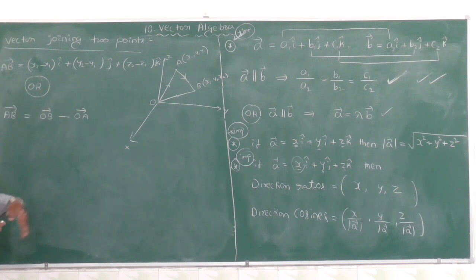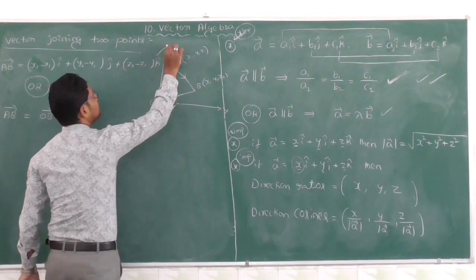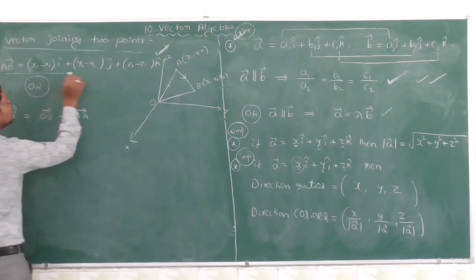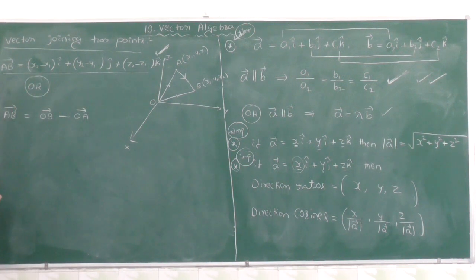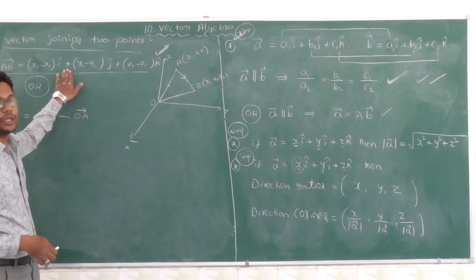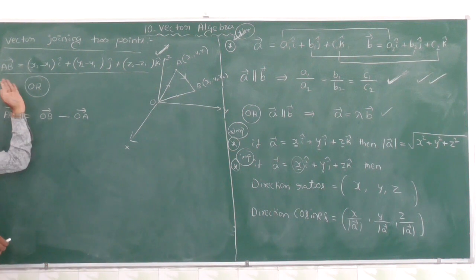You can choose any one, either this method or that method. I am going to choose this one, the first method, for the vector joining of 2 points. If you want to choose AB vector equals OB vector minus OA vector, you can choose, but it will be a little bit lengthy. It is just what we are doing, terminal point minus initial point.